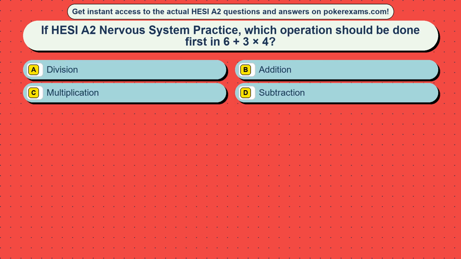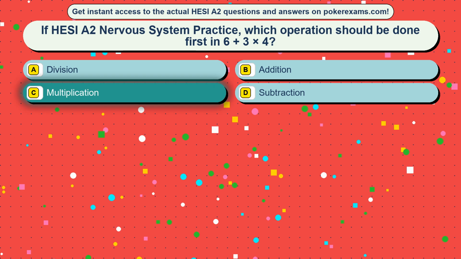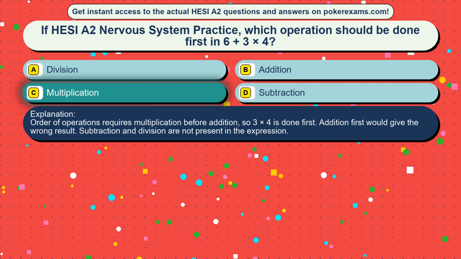Question 40. If HESI A2 nervous system practice, which operation should be done first in 6 + 3/4? Option A, division. Option B, addition. Option C, multiplication. Option D, subtraction. The correct answer is option C, multiplication. Order of operations requires multiplication before addition, so 3/4 is done first. Addition first would give the wrong result. Subtraction and division are not present in the expression.